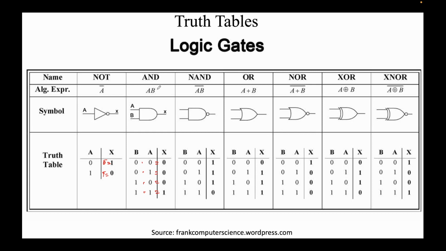The interesting thing is that the NAND gate, I told you, is AND followed by a NOT. So if you invert this 0, you'll get 1. Invert this 0, you'll get 1. Invert this 0, you'll get 1. Invert this 1, you'll get 0. That's how we get the NAND gate.